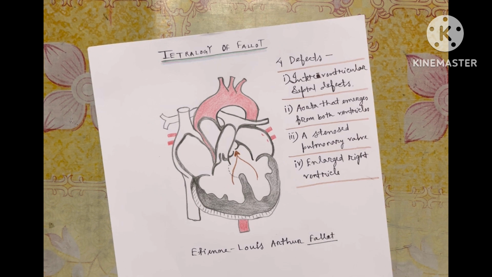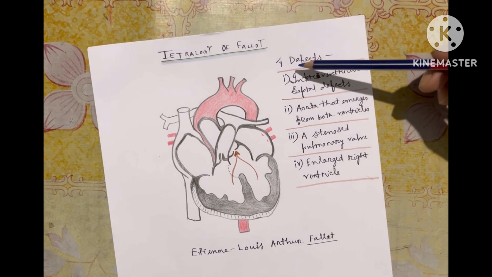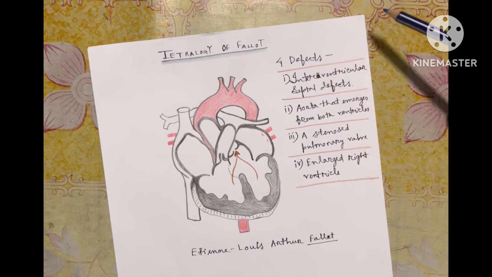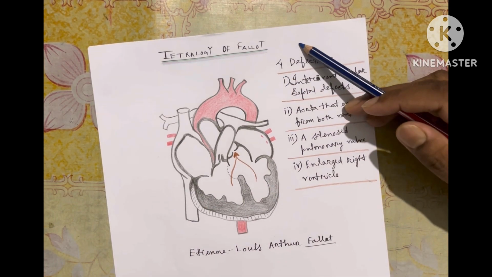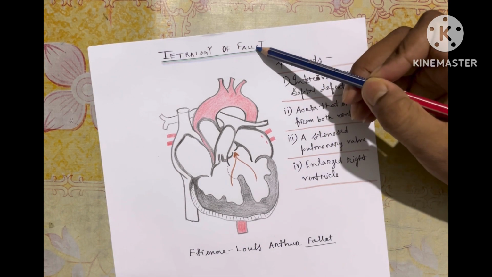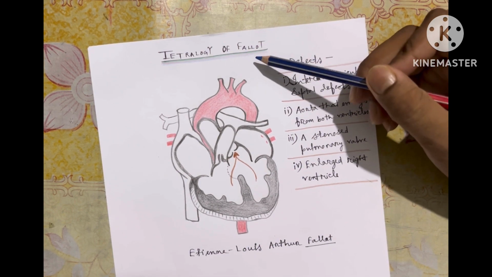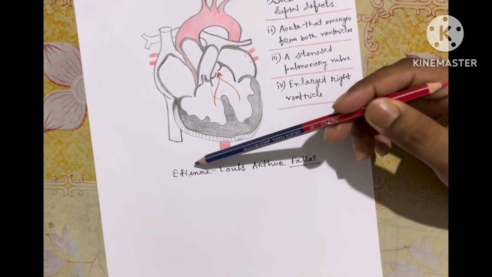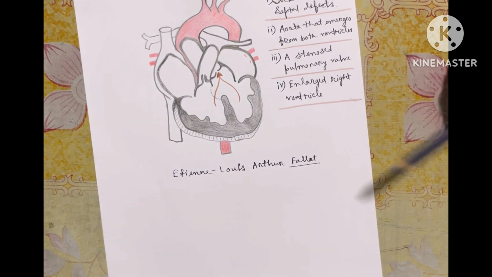So today in this video we are going to discuss the Tetralogy of Fallot, which is a rare congenital disease where 4 different types of defects are associated in a single condition. Tetralogy of Fallot is basically of Greek origin. Fallot is the name of the scientist who discovered this condition. His name is Etienne Louis Arthur Fallot.